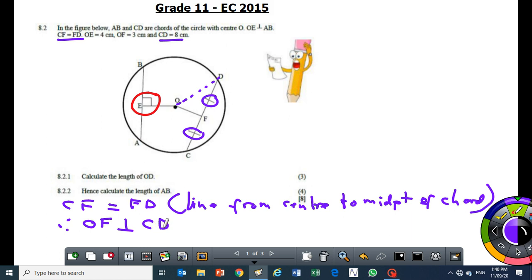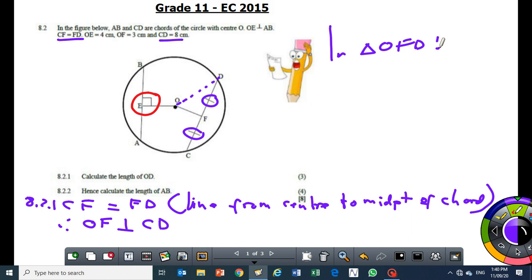Which means now I have a right angle triangle which I can call OFD. Then I can use the theorem of Pythagoras. So I'll carry on here. In triangle OFD, I want OD. But do I have OF? It's given as 3 centimeters.